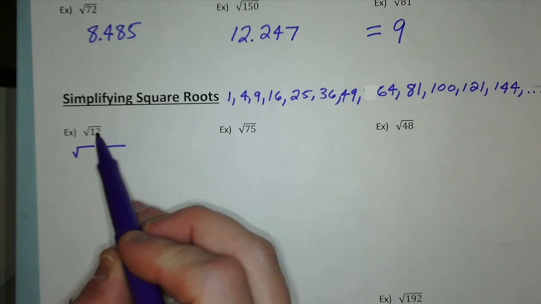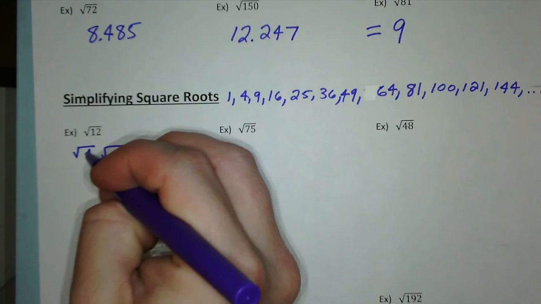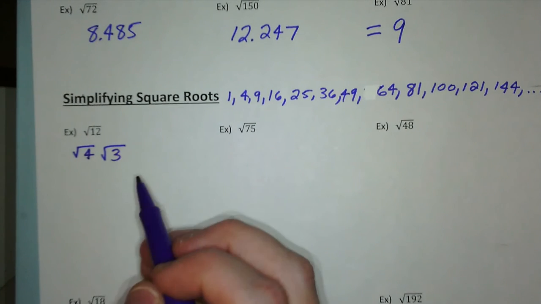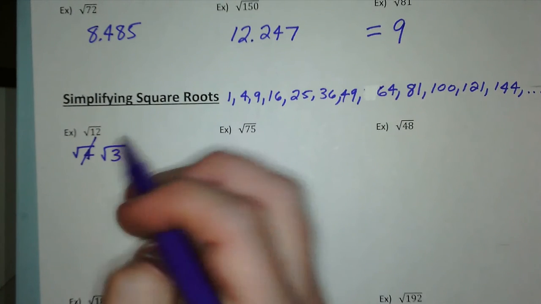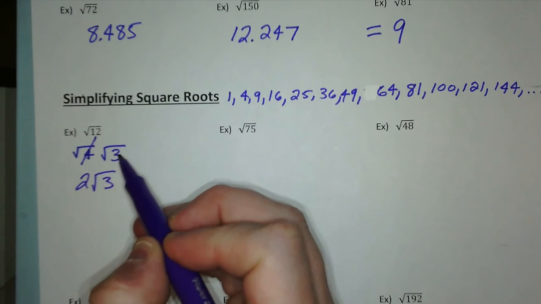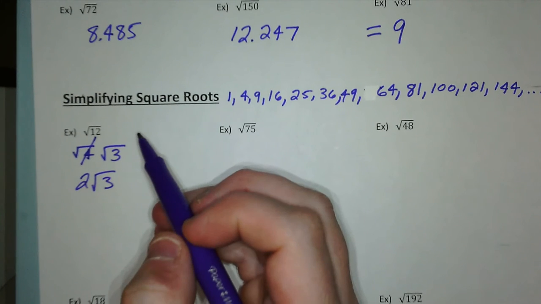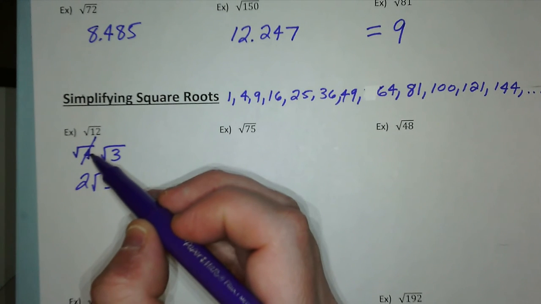So the square root of 12, and again, you've got to be pretty good with your mental math here. The square root of 12 is the square root of 4 times the square root of 3. Now, this I can actually do. That's just 2. The square root of 3 I can't do anything with. That's just going to have to remain the square root of 3. But at least I took the square root of something.